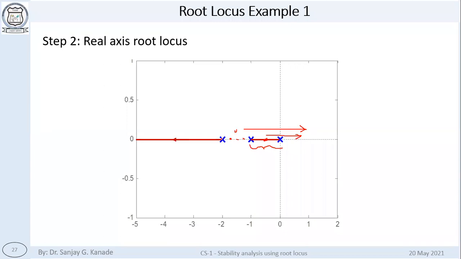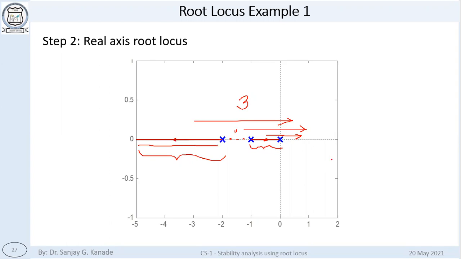The section after -2 towards -infinity, all this section is on the root locus, because if you take any point from -infinity to -2, there are 3 poles on the right hand side of that point, and therefore this is an odd number, so this is on the root locus.